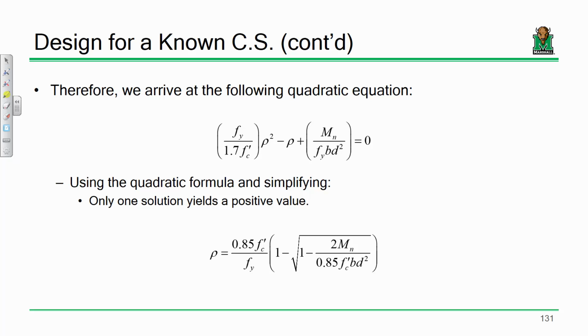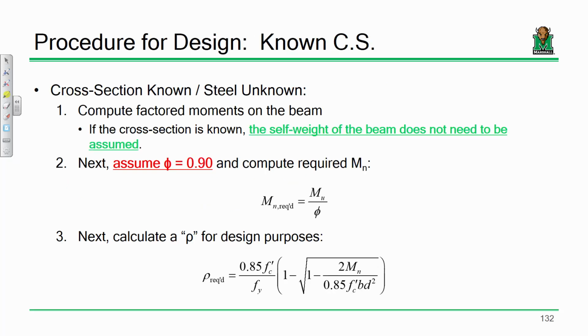And so before, we just guessed a reinforcement ratio and used that for design. Now that we know what the beam looks like, we just solve for the reinforcement ratio. We solve for how much reinforcement we need, and we design the beam that way. So this problem is much simpler and much shorter. You don't have to assume the beam self-weight because you know what the beam looks like. The only thing you have to assume is that phi equals 0.9, and then pick a reinforcement pattern that meets your load demand. So it's a lot faster, a lot quicker of a problem.